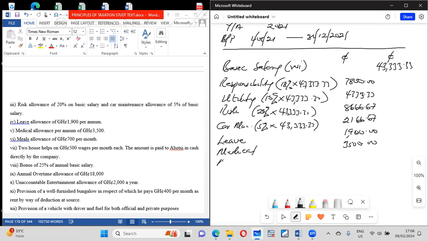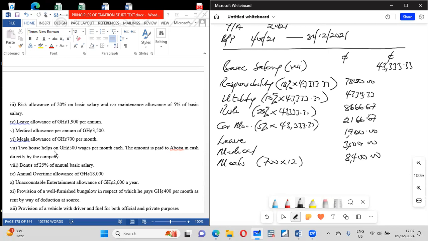Meals allowance. Some people enjoy 700 per month. So 700 by 12, that is like 3,500, right? No, it should be more than that. 700 by 12 gives me 8,400. Wow. Okay, what else do we have?